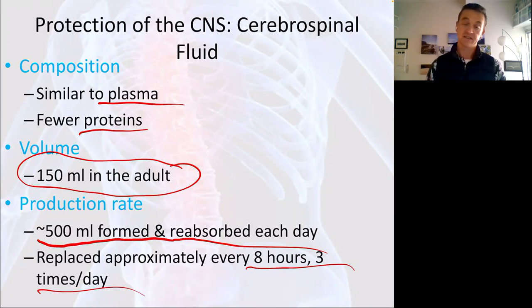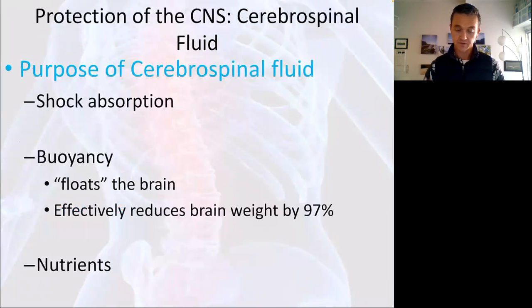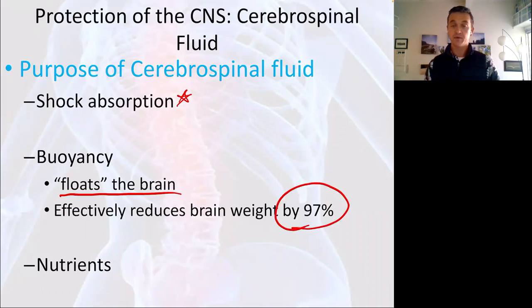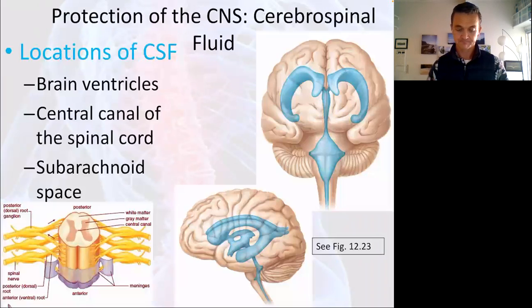This is so important because it's full of nutrients, full of oxygen, full of other things that the brain needs to survive. So we're constantly turning that over. All right, so the cerebrospinal fluid is good for shock absorption, like I just said. Also good for buoyancy, like we just talked about. It floats the brain. It actually really reduces the weight of the brain by about 97% because it's just floating in this fluid, right? And then it provides nutrients to the brain, as I just mentioned.